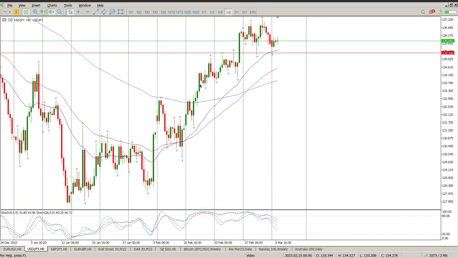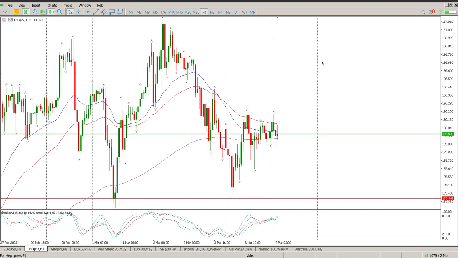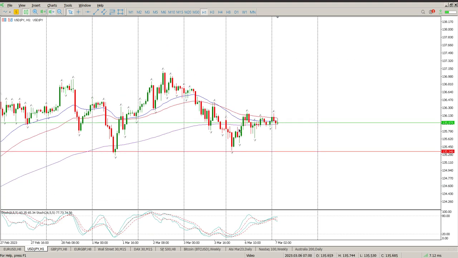Still no structure brewing. We are testing this level again. We did test it yesterday, 135,348. If we drop down to the hour, the buyers are still trying to prop this up, but look, we are in amongst the moving averages. So this is still my line in the sand, 135,348.